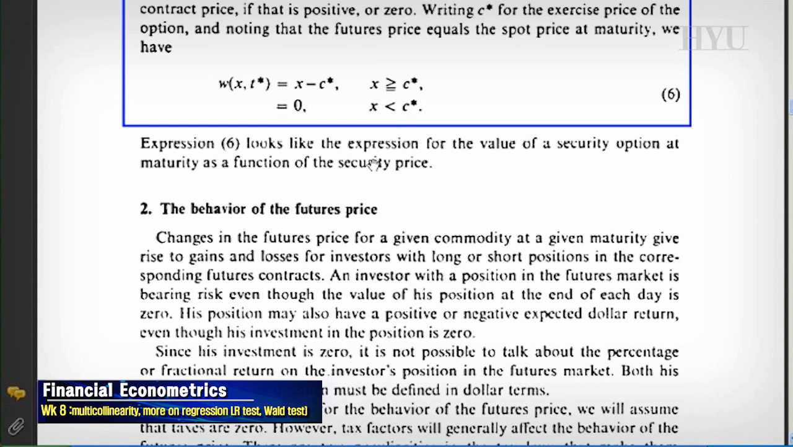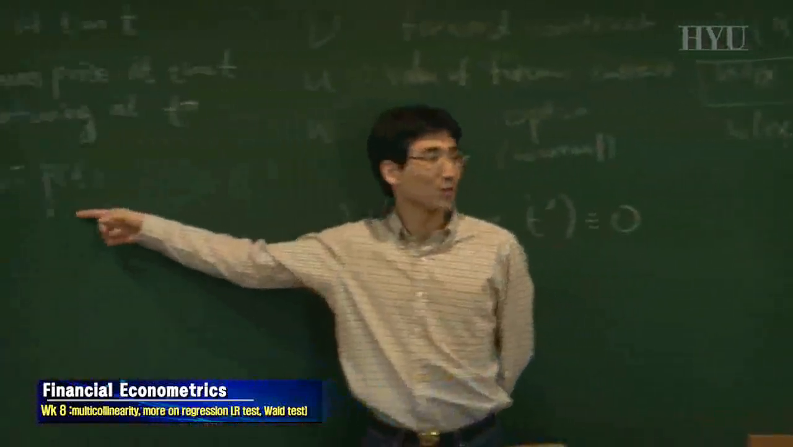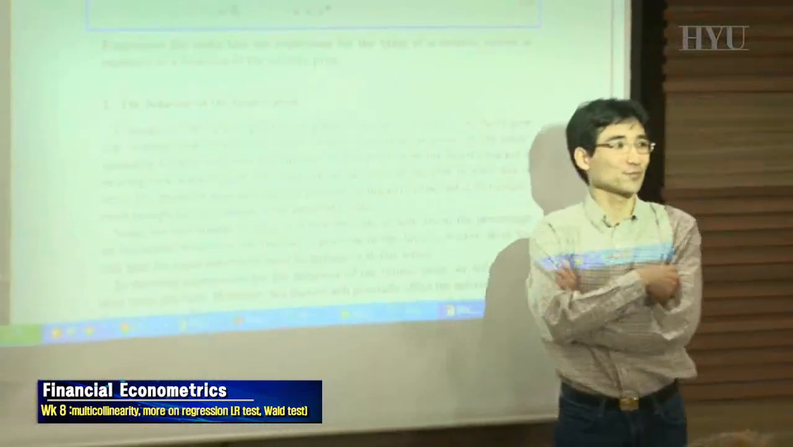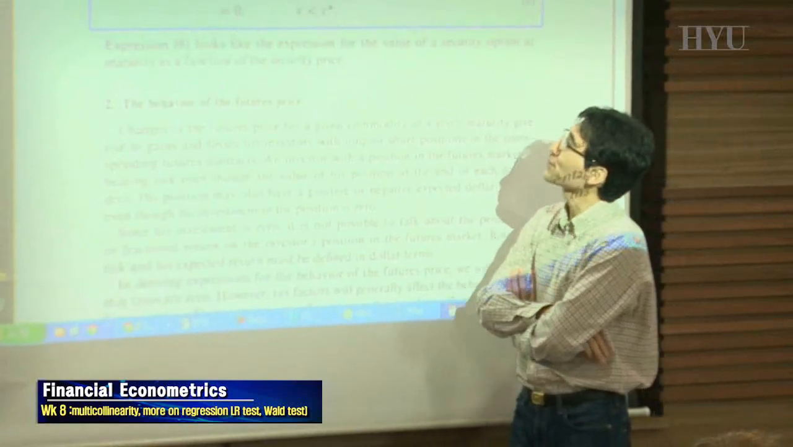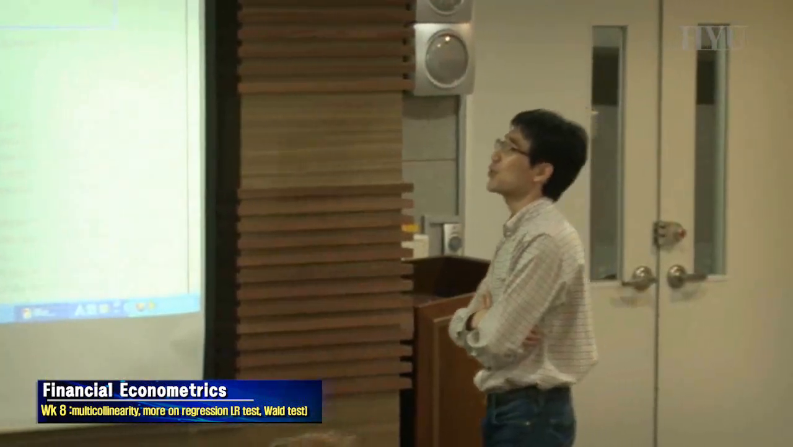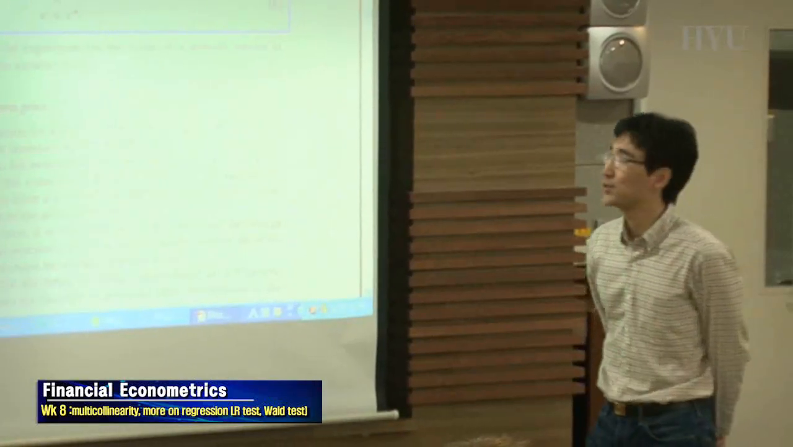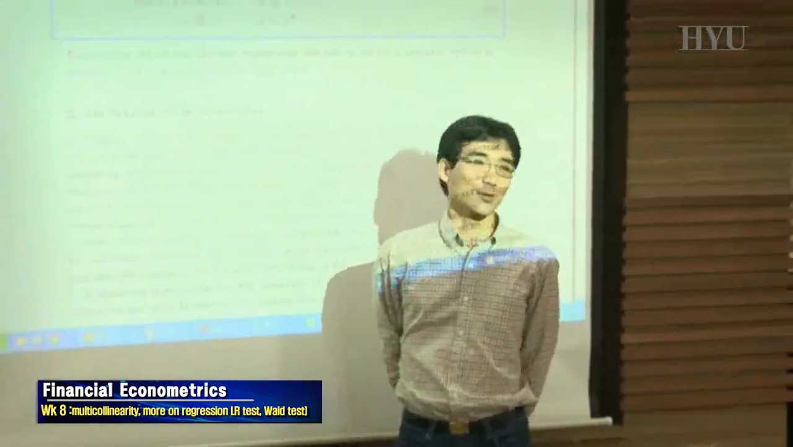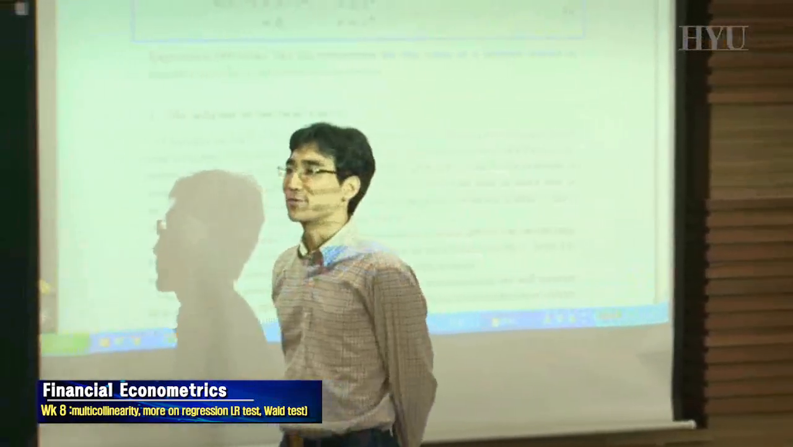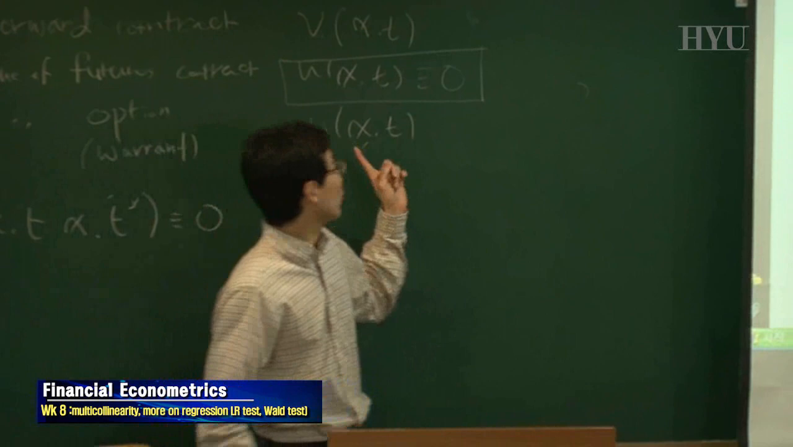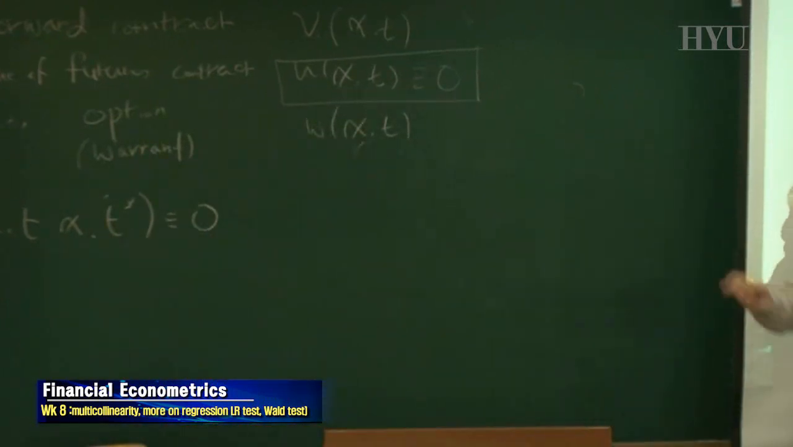Again, at the maturity, you have the right to acquire the underlying commodity at price C star. And the price is P actually, but P is equal to X at the maturity. So this is the option payoff. We call this a call option. You all know about call options, right? Anyway, equation 6 looks like the expression for the value of the security option at maturity as a function of the security price. The only difference is we have X instead of P, but X is equal to P. So we will get the solution for W(X,t), and in order to solve this one, we will impose this condition.